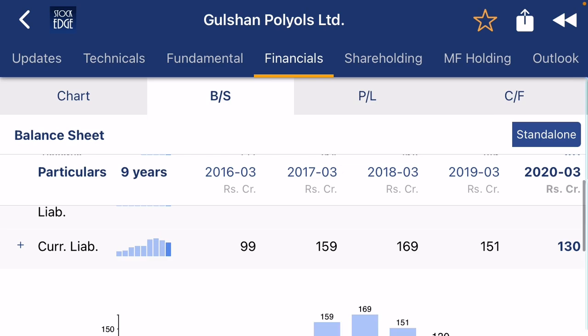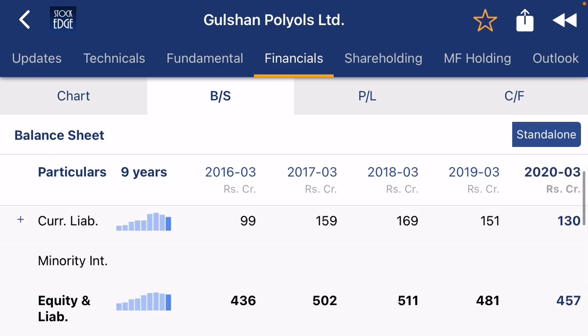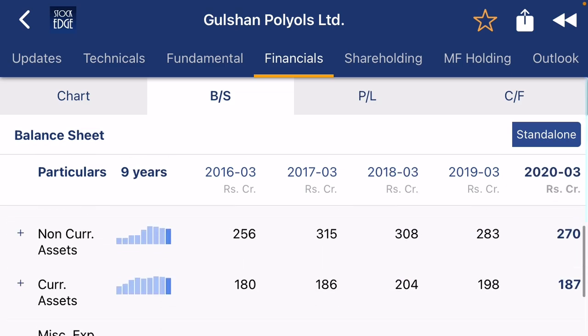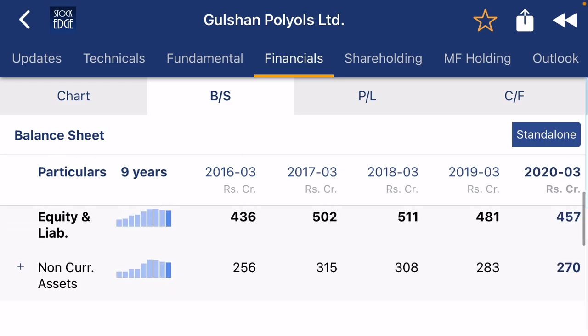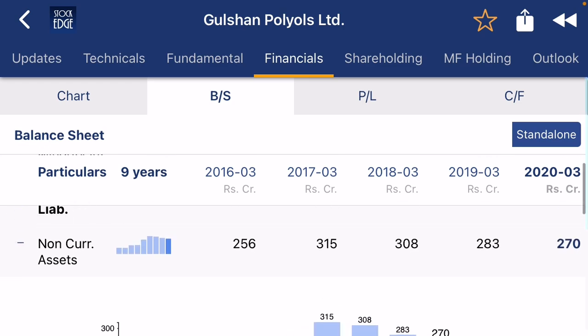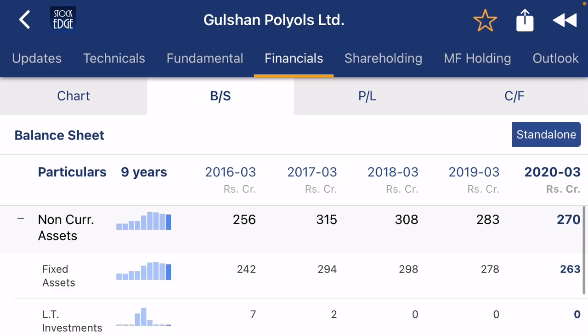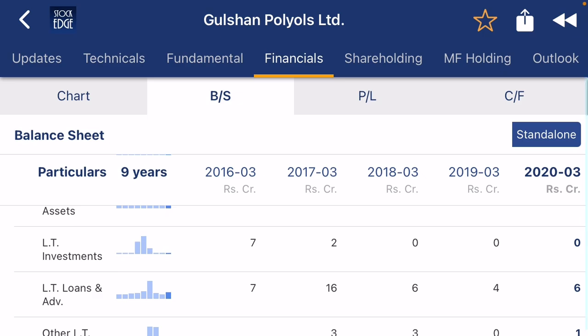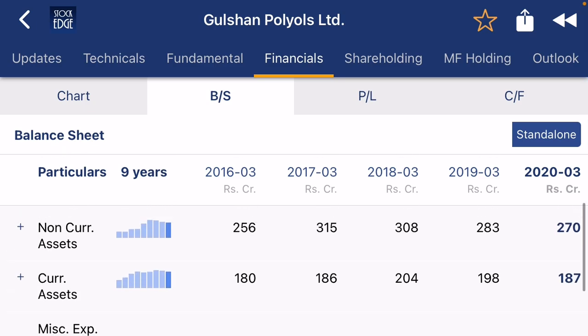Current liability is also slowly being reduced by the company, 169 crore to 130 crore. Very good sign. Non-current asset, you can see it is slowly decreasing now, but I think the company will increase it. When you click here, you will see the company has no long-term investment, no long-term loans. The company has only one fixed asset column in the non-current asset.